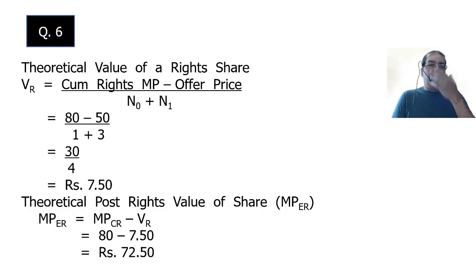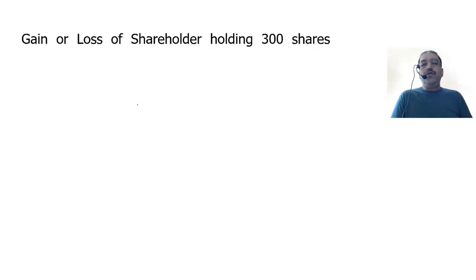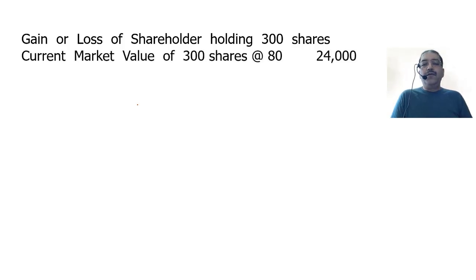Finished? Okay. Now let us see the gain or loss of a shareholder holding 300 shares. I do not know whether it is gain or loss, so I write there gain or loss. We are finding out now. As of now, he is holding 300 shares. Current market price is given in the question as 80 rupees per share. So 300 into 80 comes to 24,000.